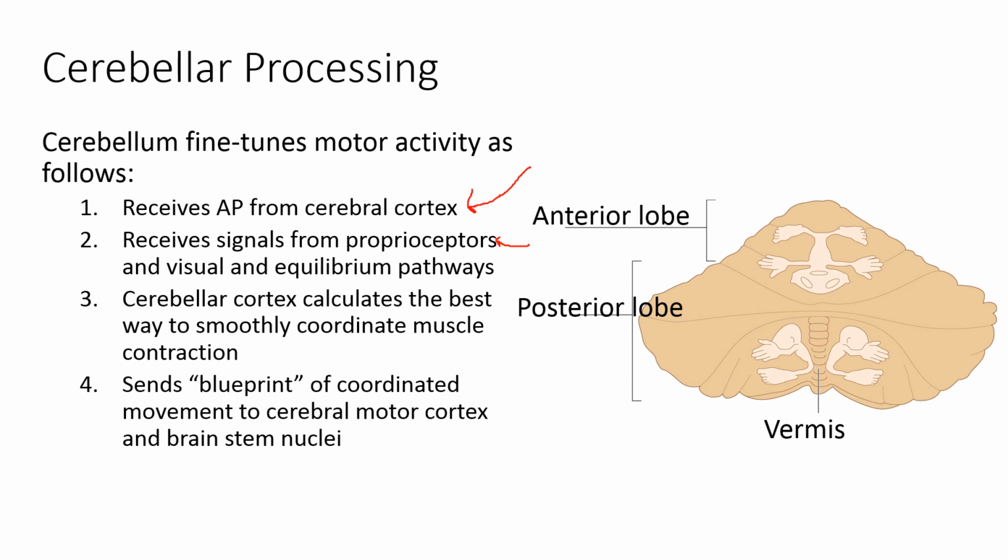After that, the cerebellar cortex calculates the best way to smoothly coordinate muscle contraction. And then it sends a blueprint of coordinated movements to the cerebral motor cortex and the brainstem nuclei to actually carry that out. Something interesting to note is just like in the cerebrum, there's also a motor homunculus that we see in the cerebellum, and this is a picture of it here on the right side of this slide.